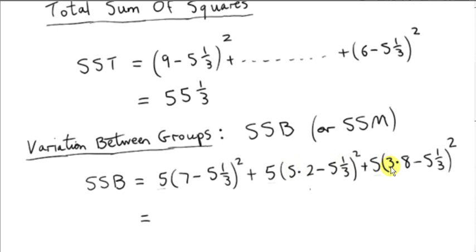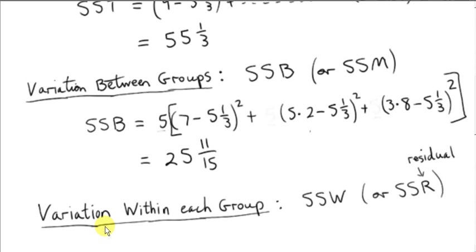Okay, you can see that we have a common factor of 5 here, so before you go to your calculator you can just factorize out that 5 and just plug all this into the calculator. You should get 25 and 11/15. Finally, the last source of variation that we consider is the variation within each group. This is written sum of squares within, or sometimes sum of squares R, where R stands for residual.